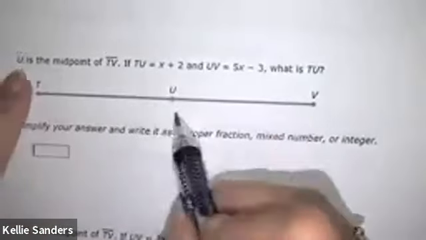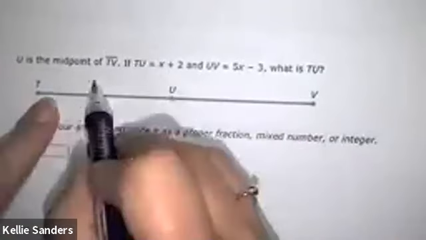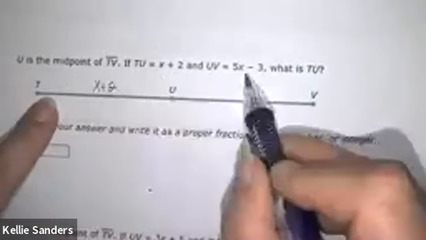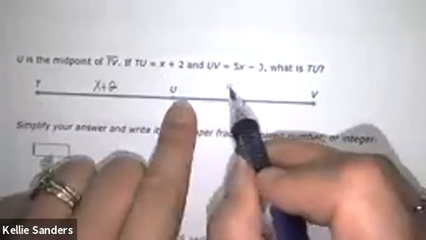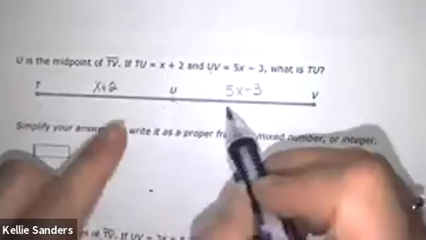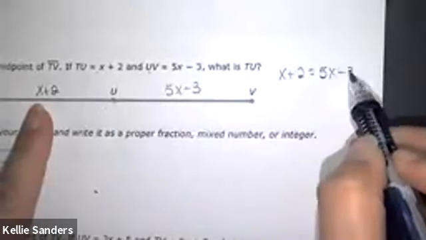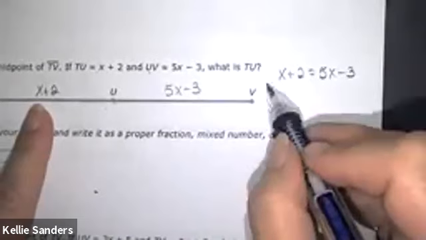U is the midpoint of TV. U is in the middle of TV. TU is x plus 2. UV is 5x minus 3. So again, they didn't give us the total length. They gave us the length of each segment. So if it's in the midpoint, then these two equal. So x plus 2 equals 5x minus 3.